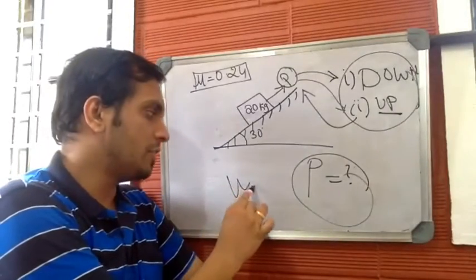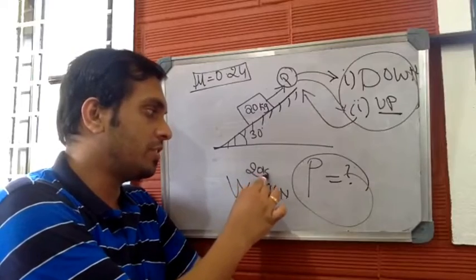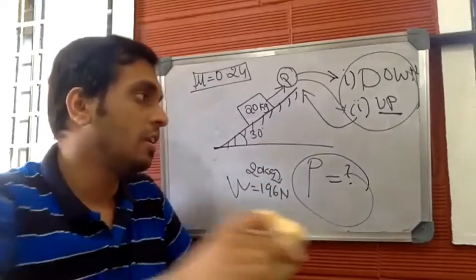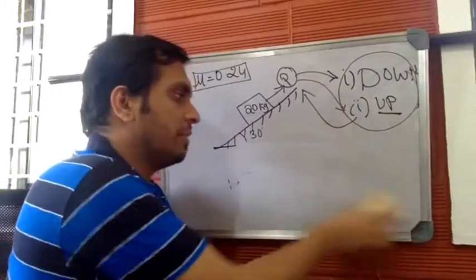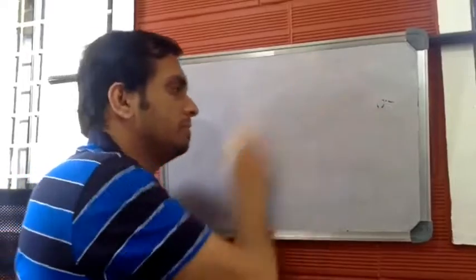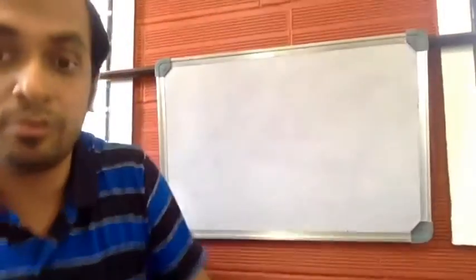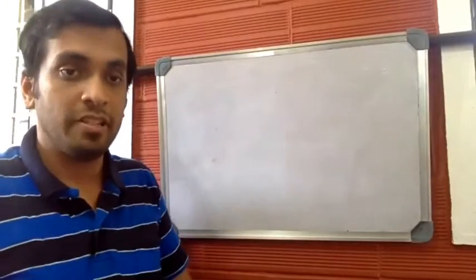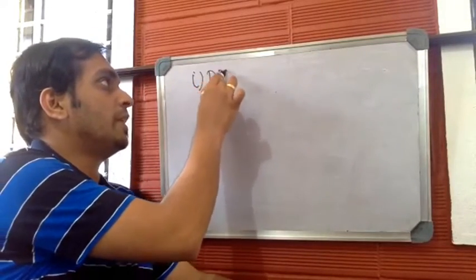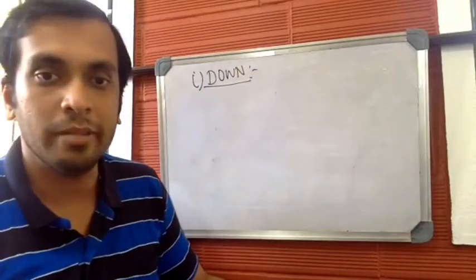So self-weight W is given as 196 newtons. It's originally given in terms of kgs, convert it into newtons. Now let us start solving by following the same steps as we went through for the previous problem. As you know, you have two conditions. Let us consider the first condition, where the body impends down the plane.